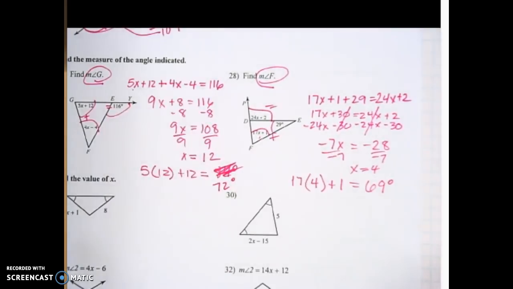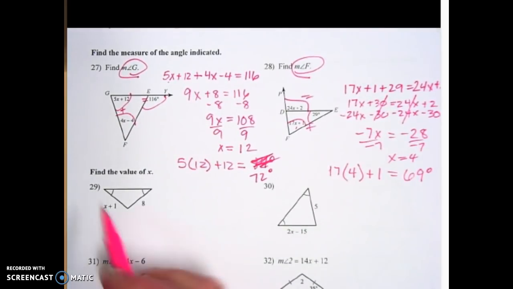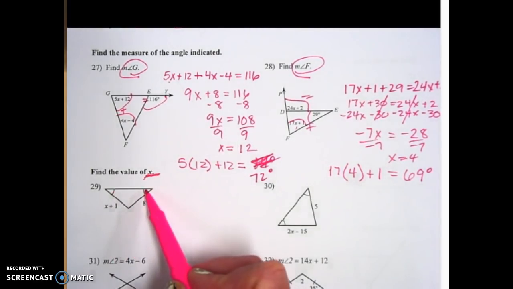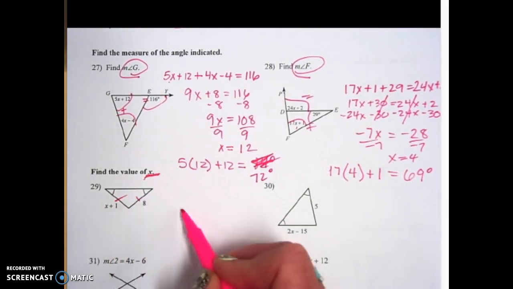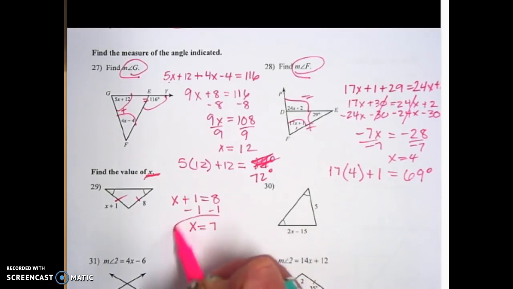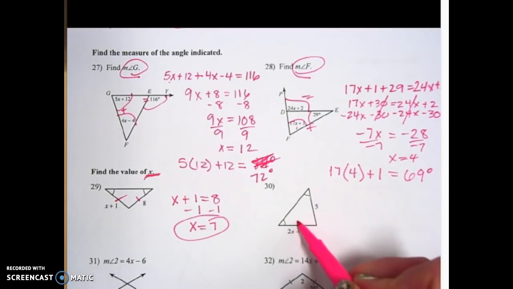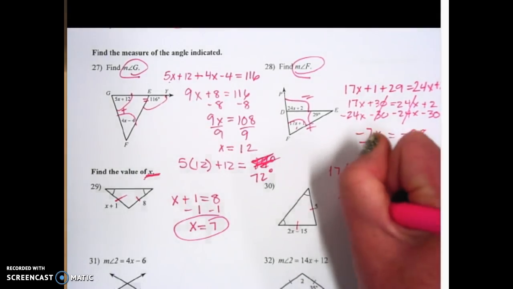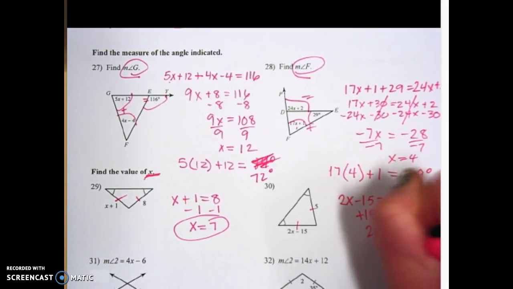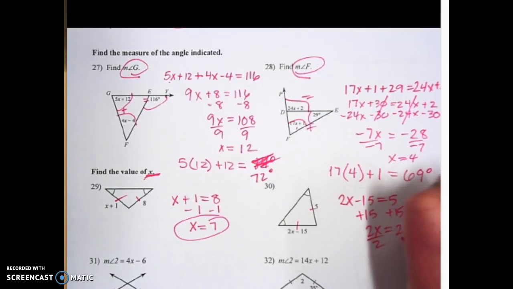Jumping down to number 29. We just need the value of x. So if these two angles are marked congruent, the two sides opposite them are congruent, so we can just put an equal sign in between them. Subtract 1 from both sides, we get x equals 7. These two angles are marked congruent, so the sides opposite them are congruent, so we just put an equal sign in between them. Add 15 to both sides. Divide both sides by 2. And we get x equals 10.